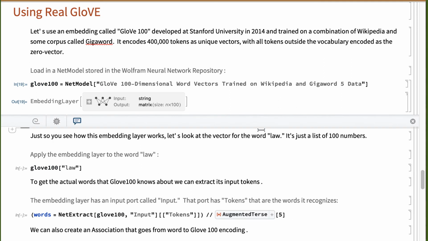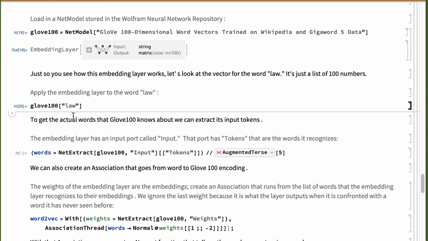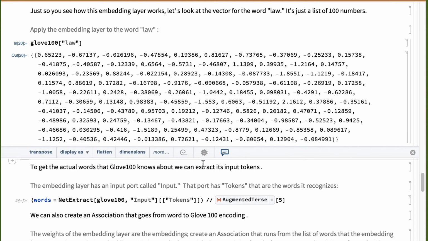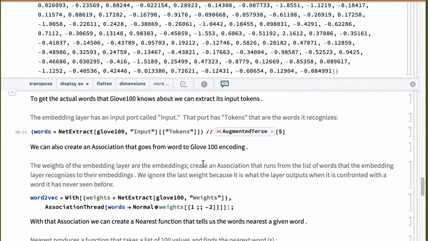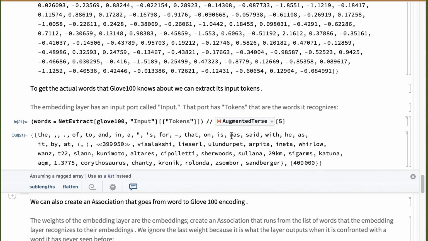All right. Just so we understand what's going on, let's take our GloVe 100 netModel, or our embedding layer, and apply it to the word law. It's going to take a moment, but you can see that we get 100 numbers here that somehow represent the word law. What else can we do? We can get a list of all the words that it knows about, and that's contained in the input port, and the input port has various features to it. One of those is tokens. So let's grab those. All right, that's everything that it knows about.